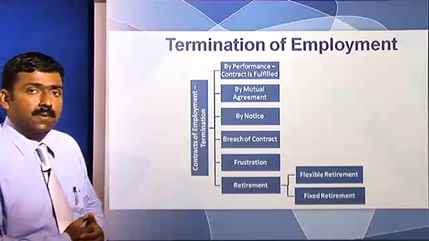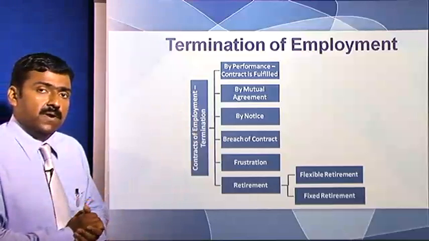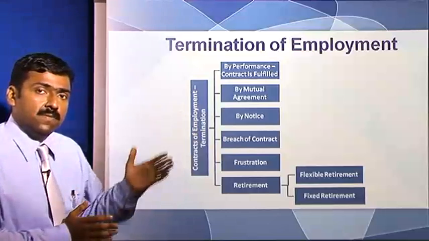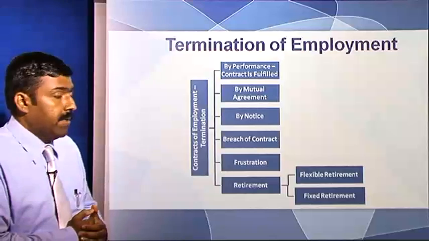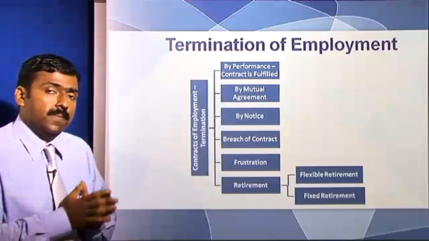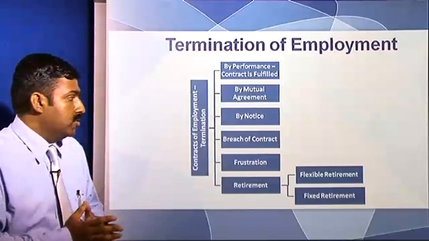By mutual agreement. The terms and conditions are fulfilled. The employer and the employee agree to end the service. That is the second type. And by giving prior notice, either on the part of the employer or on the part of the employee. The termination is carried out with prior notice.